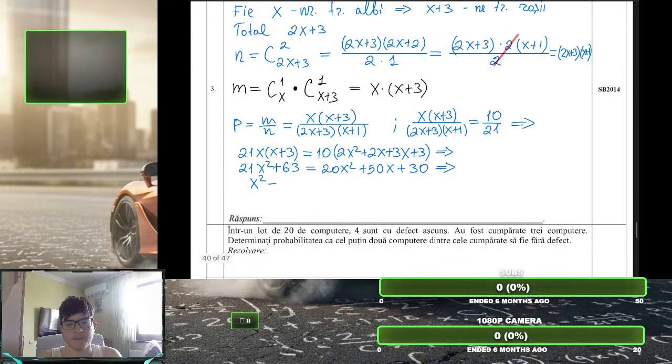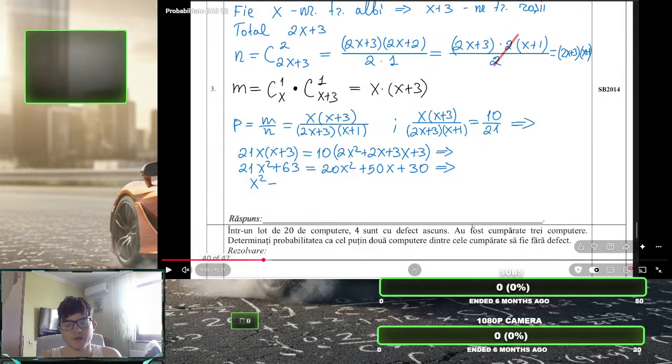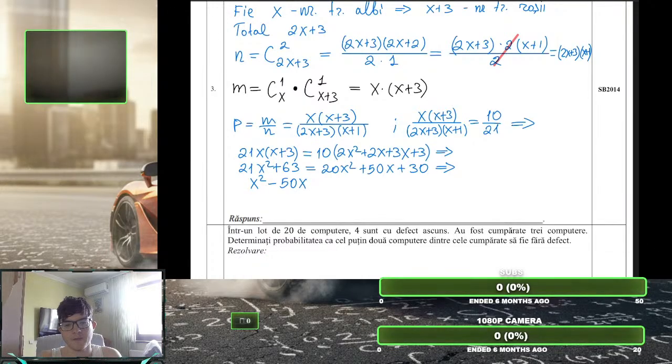Now I told you that he messed up with the 63. Should have also an x right there. But for now he's gonna write down what? Minus 50x, and then plus 33.